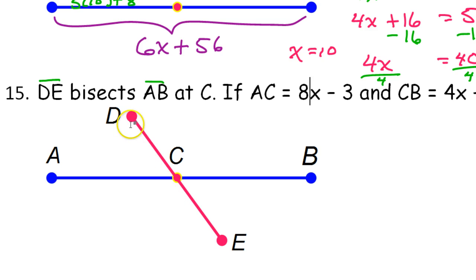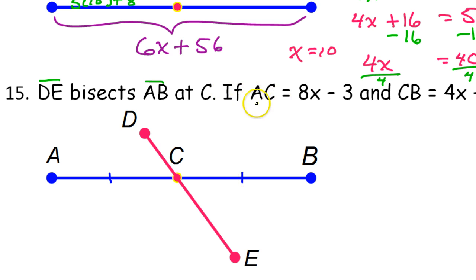By the way, DE is bisecting AB. That doesn't mean that AB is bisecting DE. In other words, C doesn't have to be the midpoint of DE. So let me just move it so it doesn't look like it has to be, because it doesn't. All we know is that AC and CB are congruent to each other.